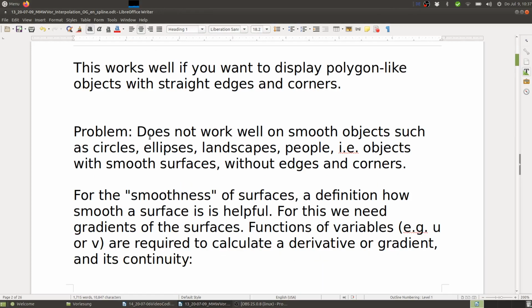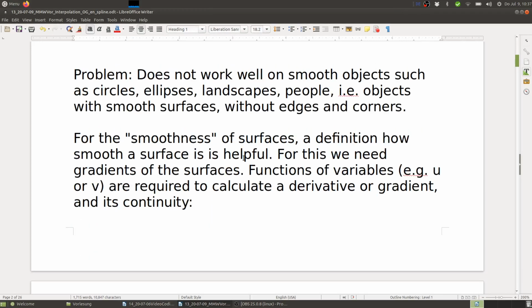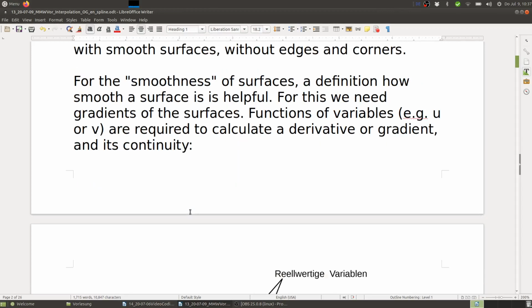So the problem: this does not work well on smooth objects such as circles, ellipses, landscapes, people, meaning objects with smooth surfaces without edges and corners. For the smoothness of surfaces, a definition of how smooth a surface is, is helpful. For this we need gradients of the surfaces. Functions of variables, for instance u or v, are required to calculate a derivative or gradient and its continuity.